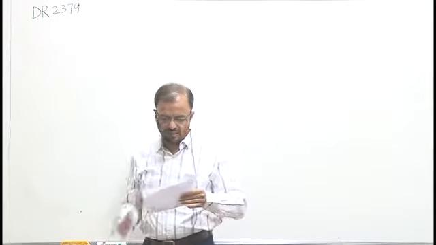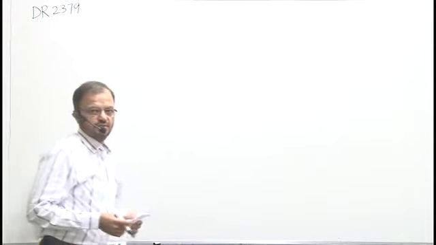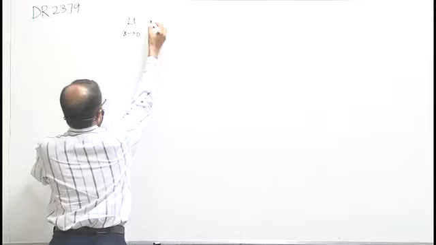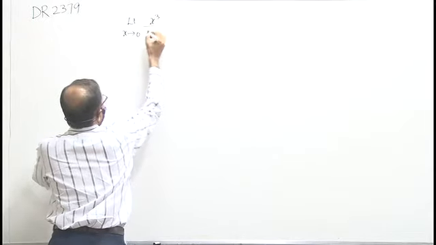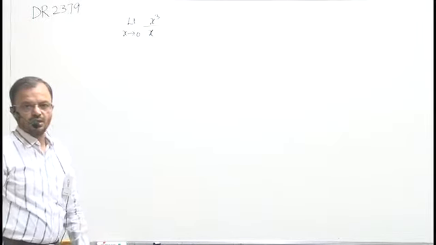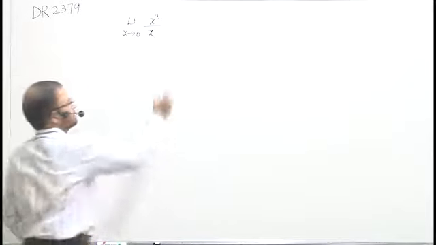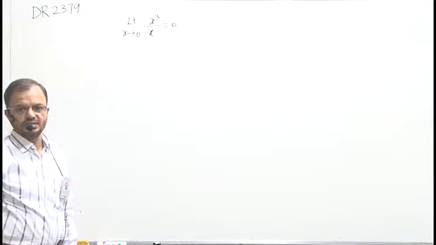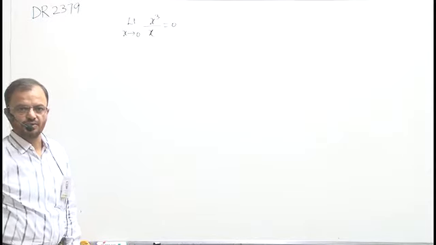2379. Here it is a question of limits. We have to recall: the limit as x tends to 0 of x cube upon x will become equal to 0, because the power in the denominator is less and the power in the numerator is more.